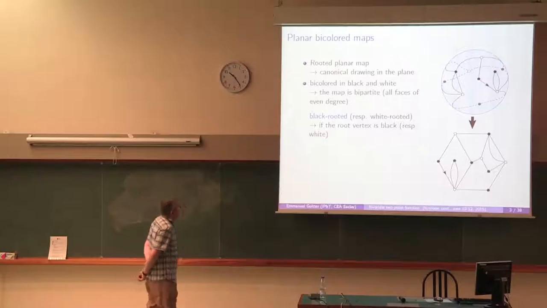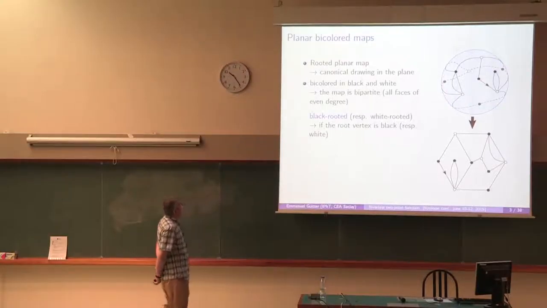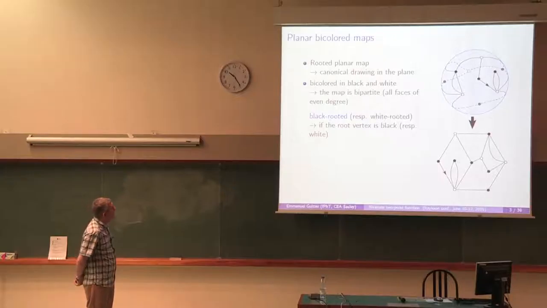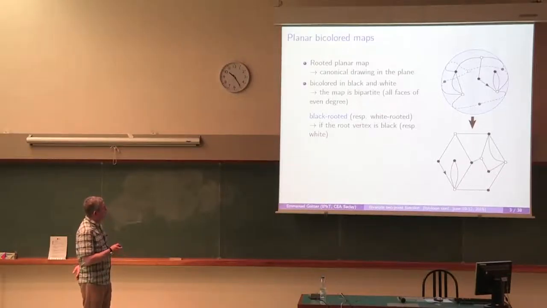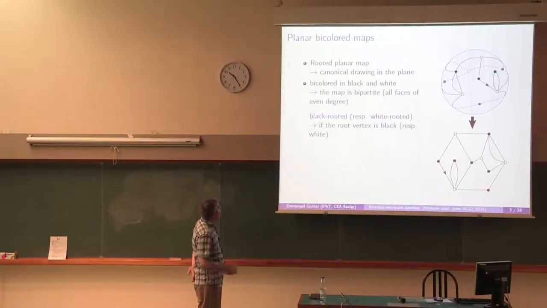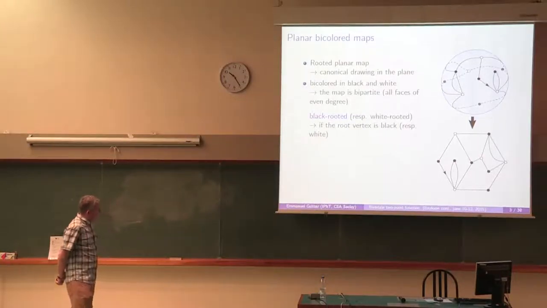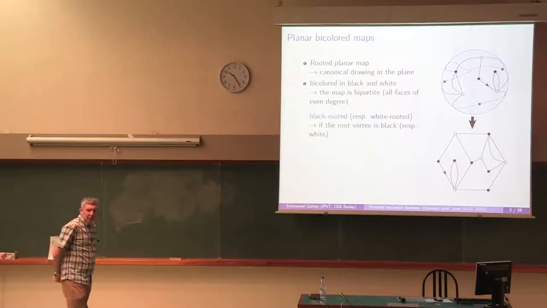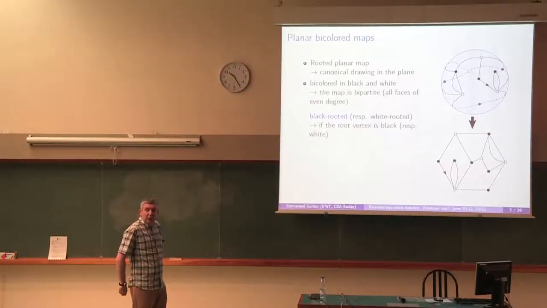And we consider bicolored maps, which are maps whose vertices are colored black and white in such a way that neighbors have different colors, and they can be black rooted if the origin of the root edge is black, or white rooted. A necessary and sufficient condition for a planar map to have such a bicoloration is that all its faces have even degree, as in Jean Bernard's talk yesterday in New York.